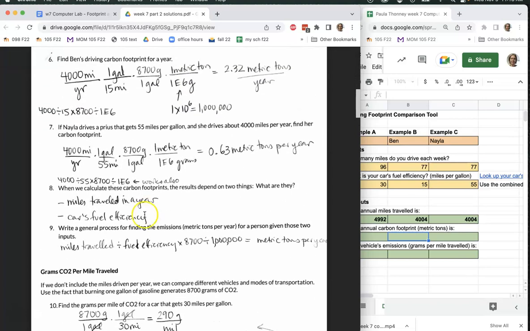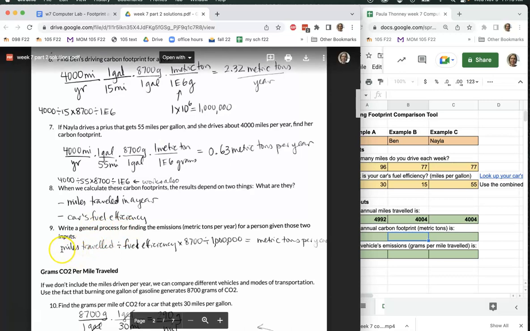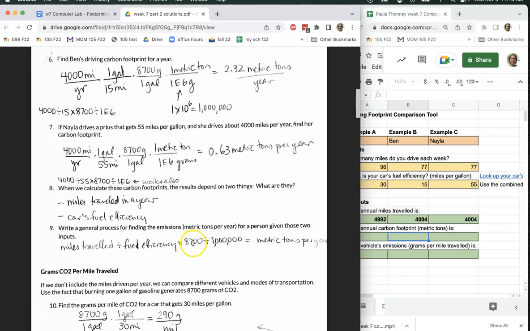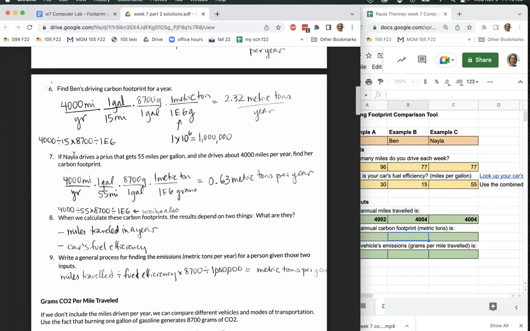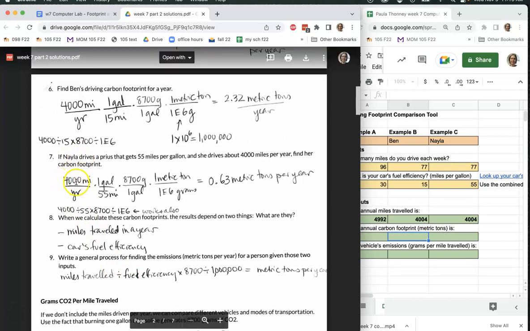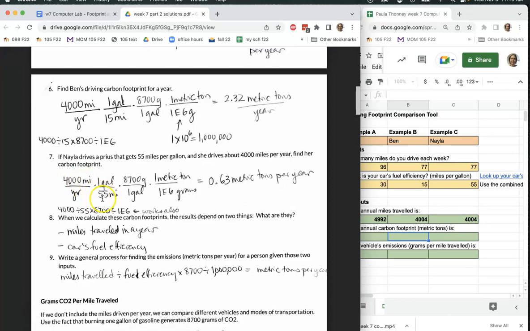you can see that the general process was miles traveled, divide by fuel efficiency, times 8,700, and then divide by 1,000,000. And that came out of these examples where we took their annual miles divided by their car fuel efficiency, times 8,700 grams per gallon, and then we end up dividing by 1,000,000 to convert grams to metric tons.